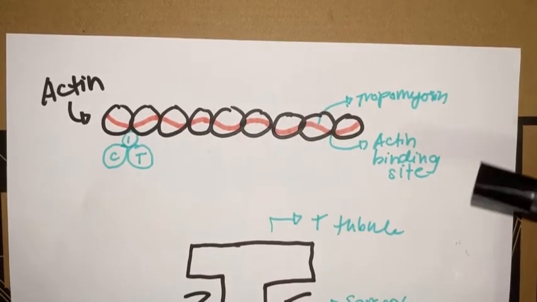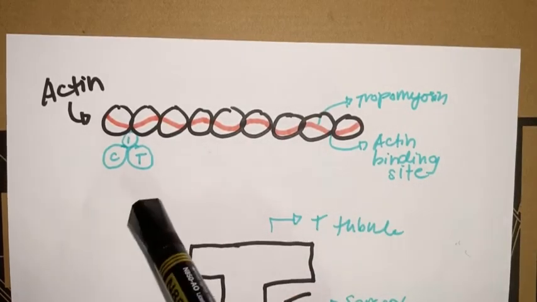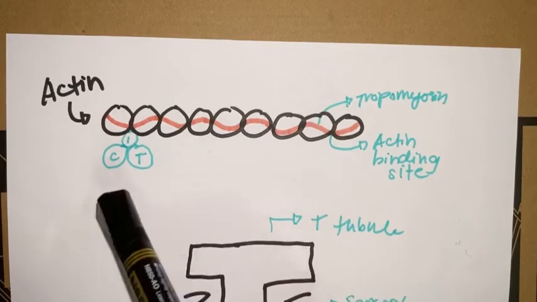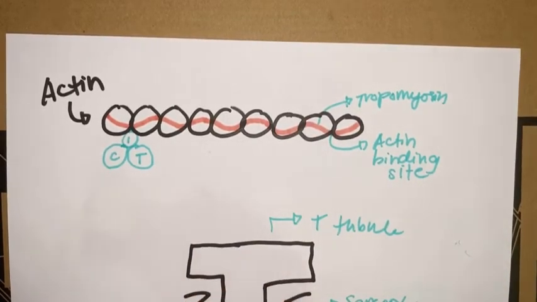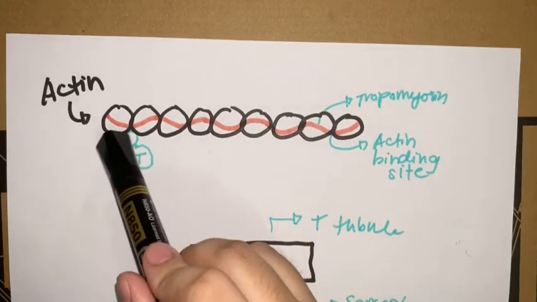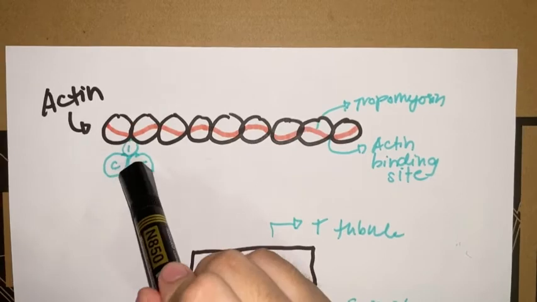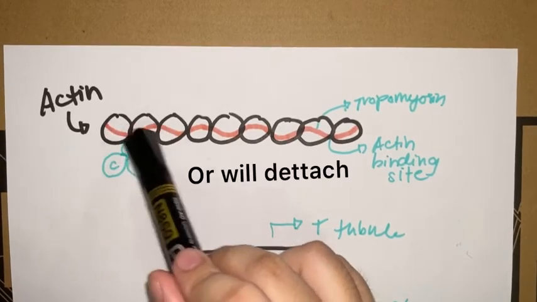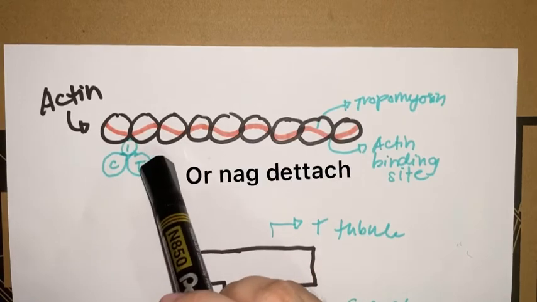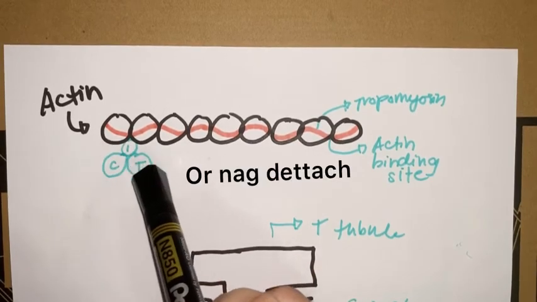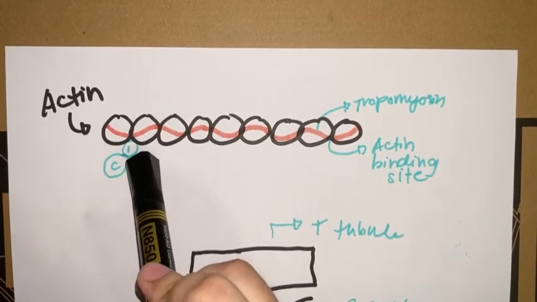Kasi, di ba dadating si calcium? Di ba si C, sabi ko, ang function niya is high affinity with calcium. So, once na dumating si calcium, hahabulin ngayon siya ni troponin C. Pag hinabol siya ni troponin C, masisira na tong troponin-tropomyosin complex. Therefore, pag nasira tong troponin-tropomyosin complex, ma-expose ngayon yung actin binding site.